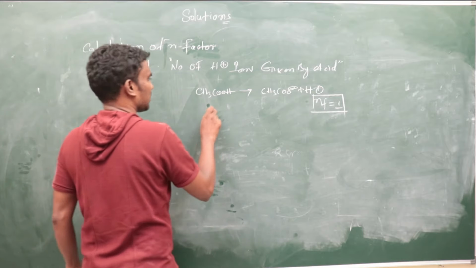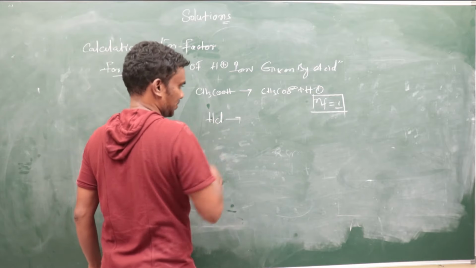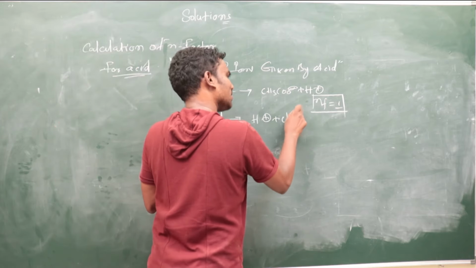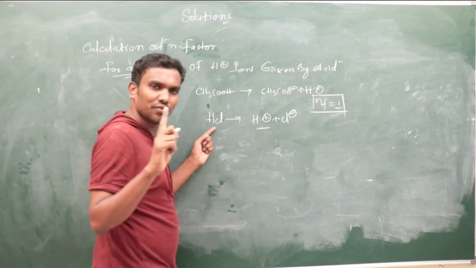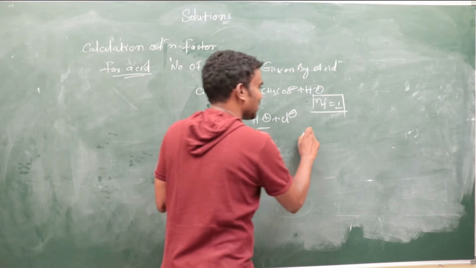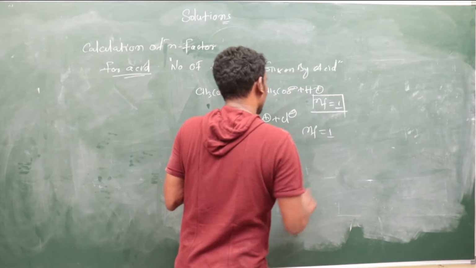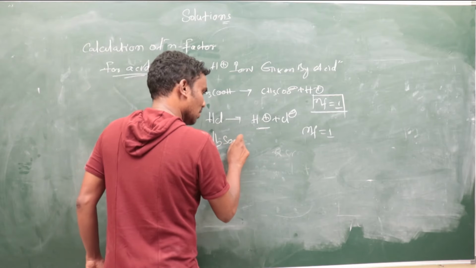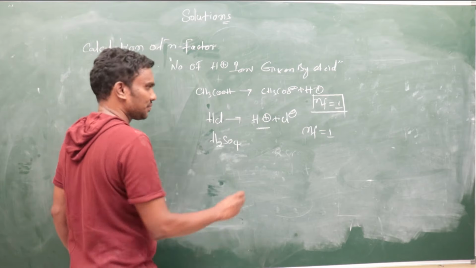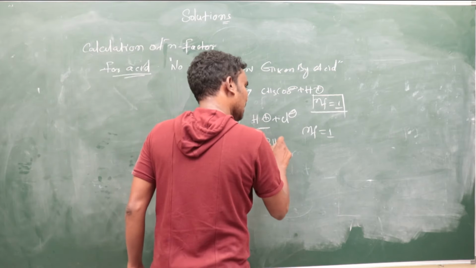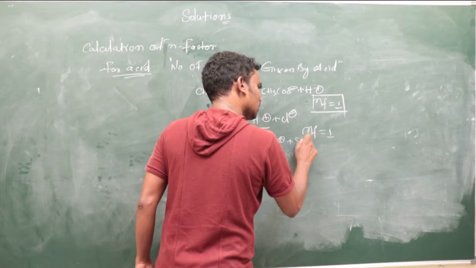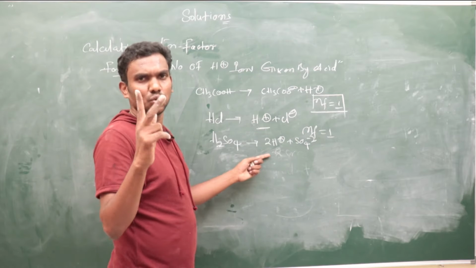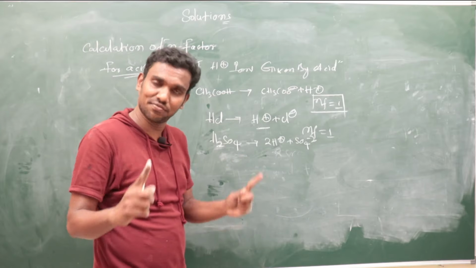Next, a strong acid. HCl gives H plus plus Cl minus. Only one hydrogen is given, so the n factor is 1. H2SO4 is a strong acid, giving 2H plus plus SO4 minus 2. So 2 H plus are given, and that is the reason the n factor is 2.